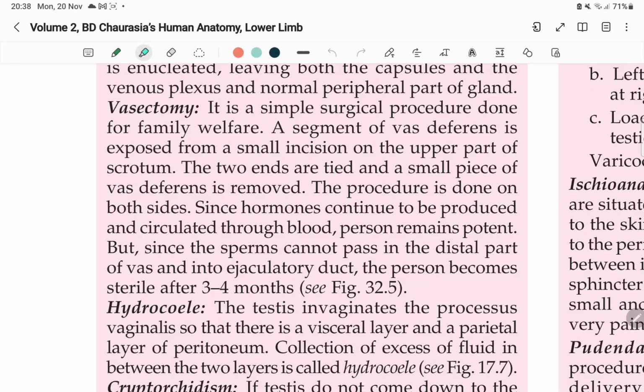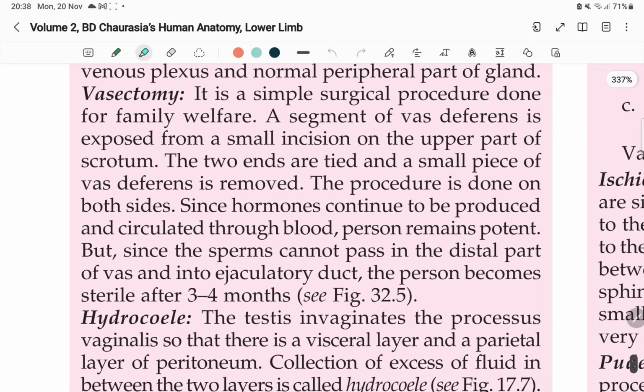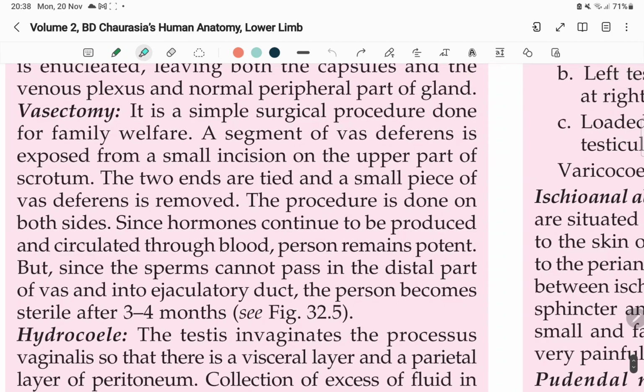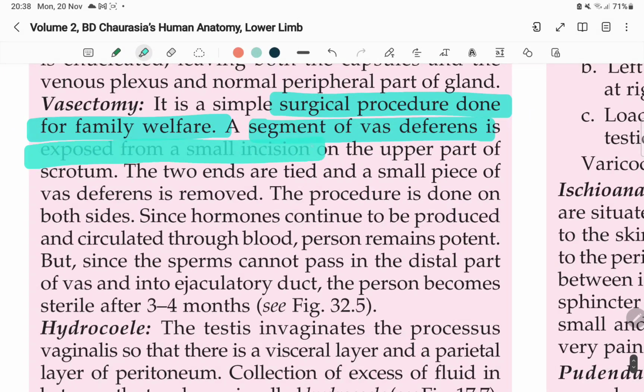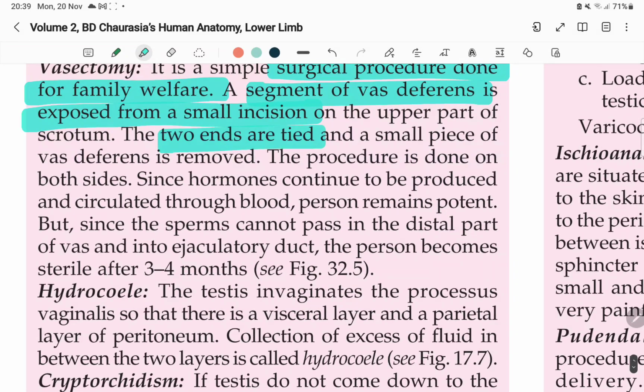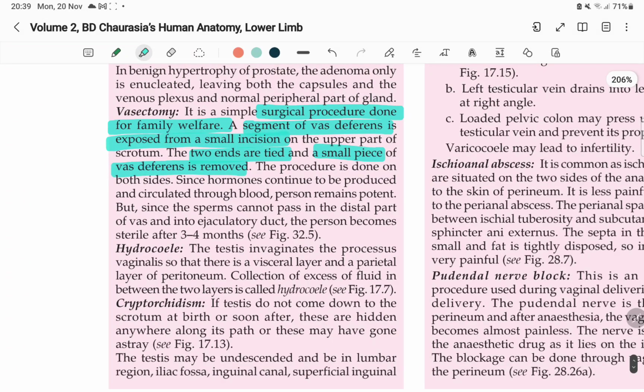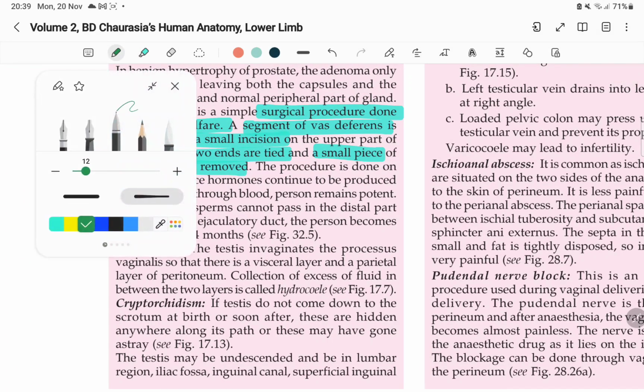Let's talk about a few clinicals which you might have left. What is vasectomy? Vasectomy is a simple surgical procedure done for family welfare. A segment of the vas deferens is exposed through a small incision, the two ends are tied, and a small piece of vas deferens is removed. This is done on both sides.